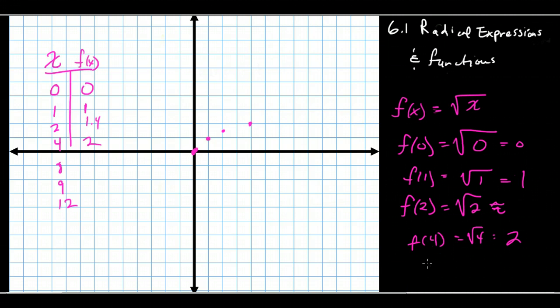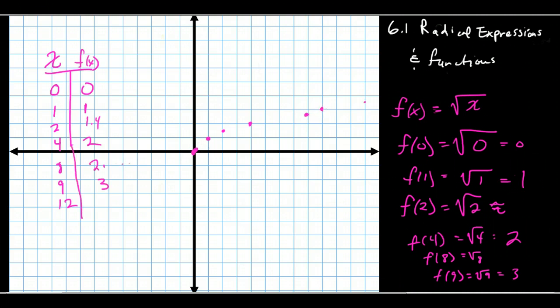Let's see, we need to do the f of 8, which is the square root of 8. Well, I don't really know what that is, but I know that the f of 9, or the square root of 9, that's our next perfect square. So it's going to be 3. So if I go, let's see, that's 4, 5, 6, 7, 8, 9. 1, 2, 3. I know that that's there.